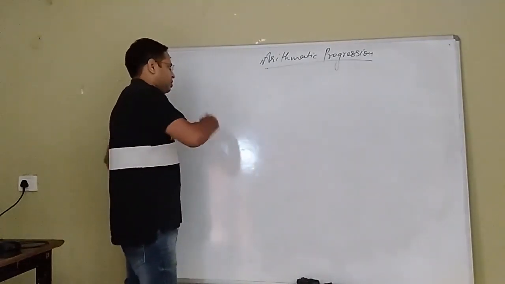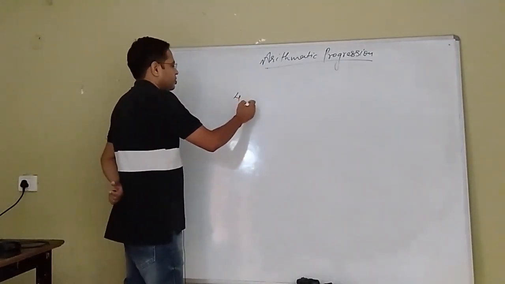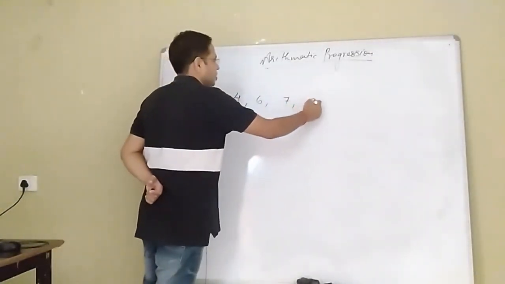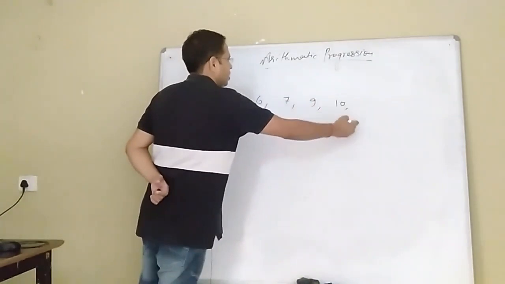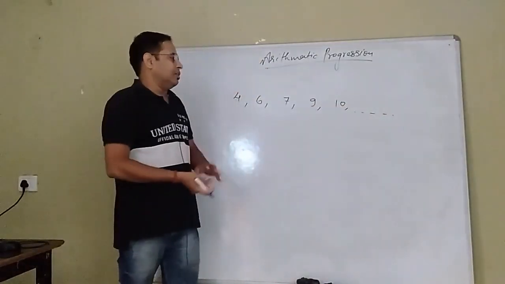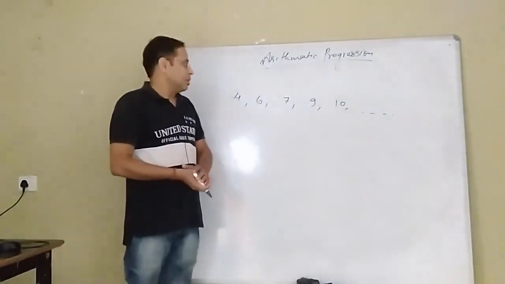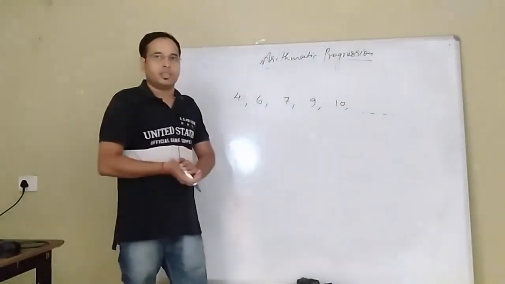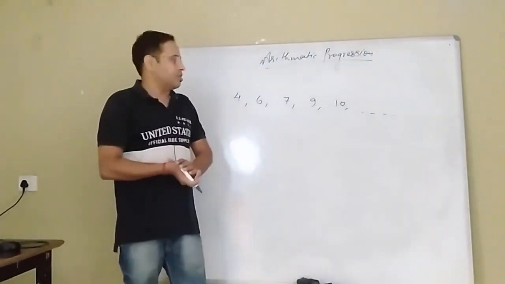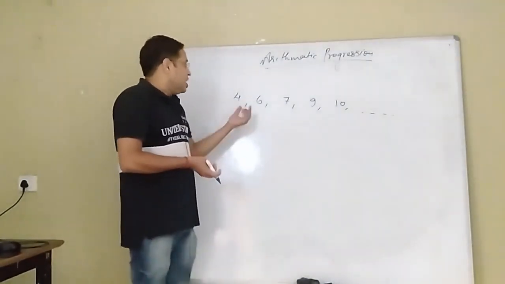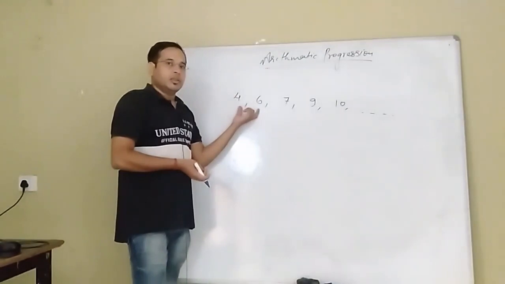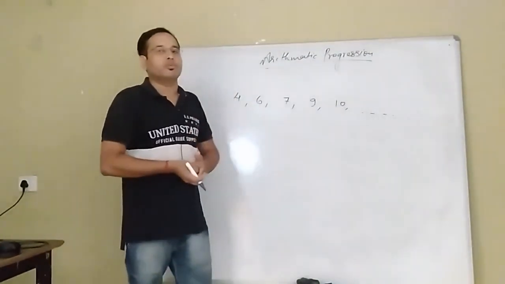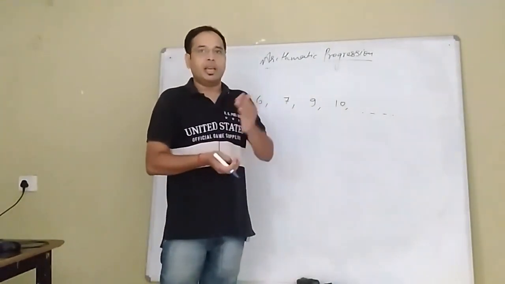If I write a sequence, suppose any sequence, and I ask you whether this given sequence is in AP or not, how will we check it? If the difference between any two consecutive terms remains constant throughout the series, then the series is in AP, else it is not.